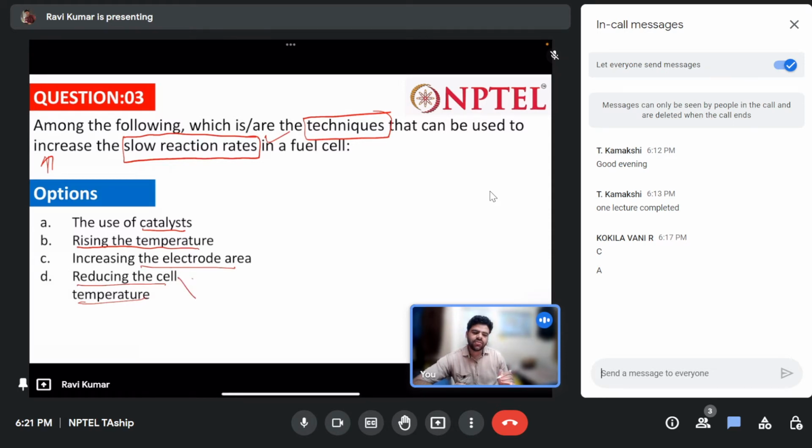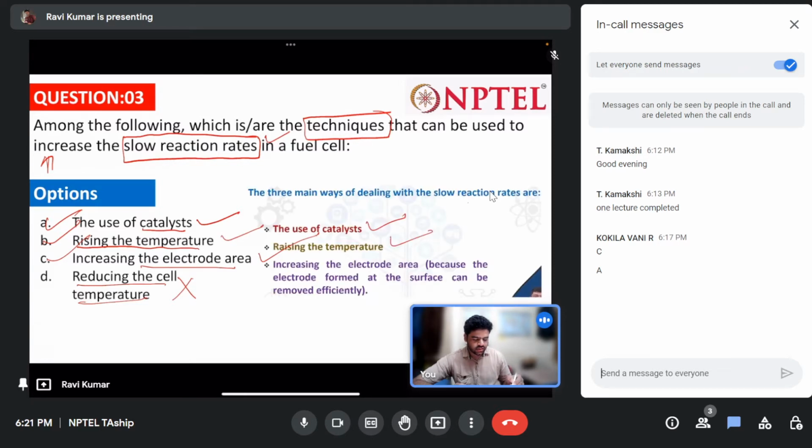But yes, why do we use catalyst? To increase the reaction rate. So one is correct. Second, rise in temperature, correct. Third, increasing the electrode area, correct. Because the more the surface area, the more the reaction rate, as the reactants will have more space or more surface to cover. So yes, A, B and C. Here also we can say use of catalyst, rise in temperature and increasing the electrode area. So options A, B, C are the correct answer here.